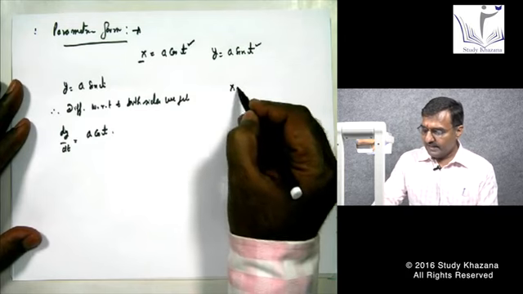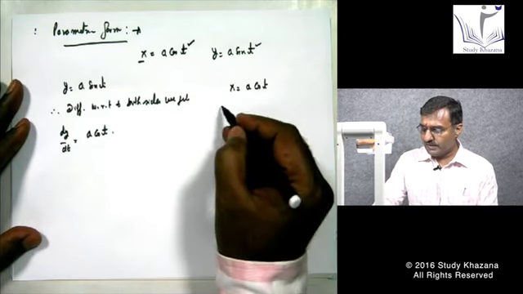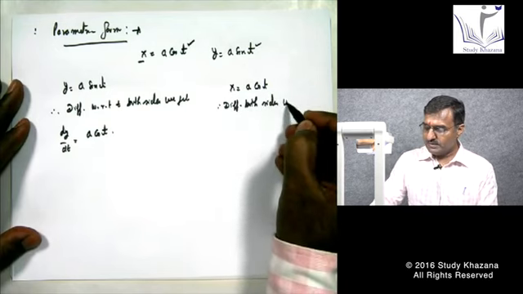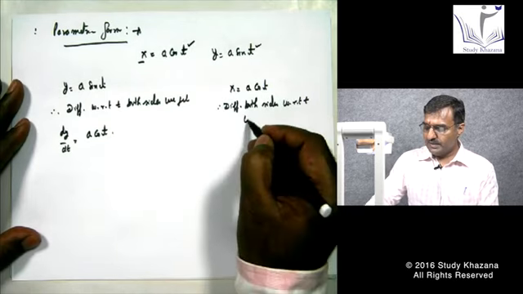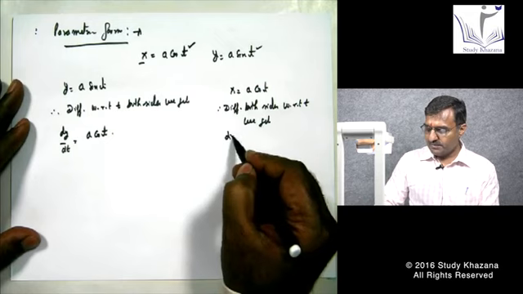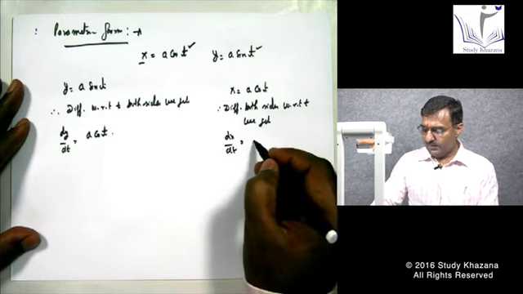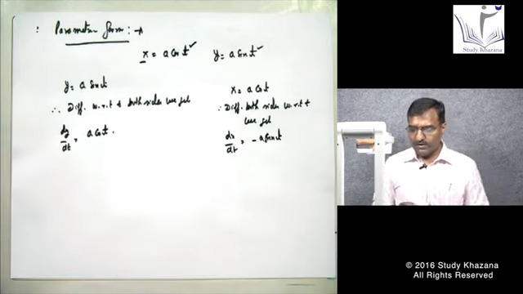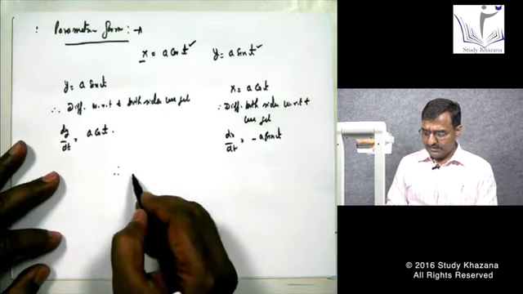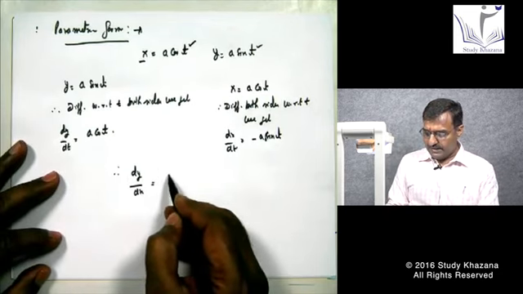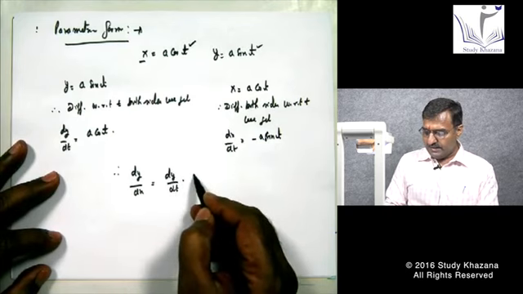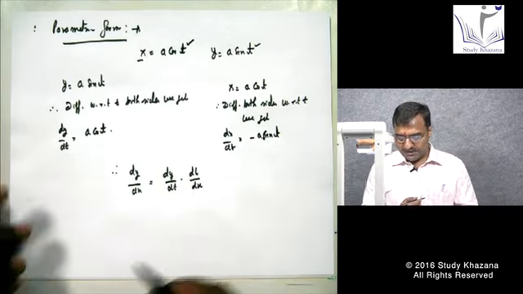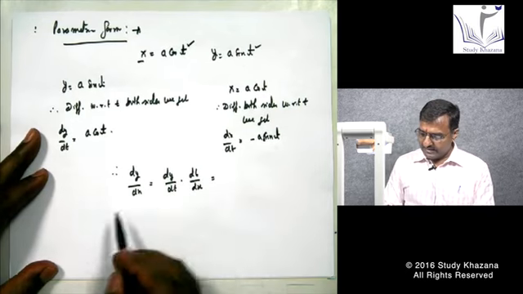Now similarly, x equal to a cos t. Again we differentiate both sides with respect to t. We get dx by dt equal to minus a sin t. Now what do we have to find? We have to find dy by dx. So here we can write dy by dx is nothing but dy by dt into dt by dx. So simply what we have to do here, this will get cancelled.